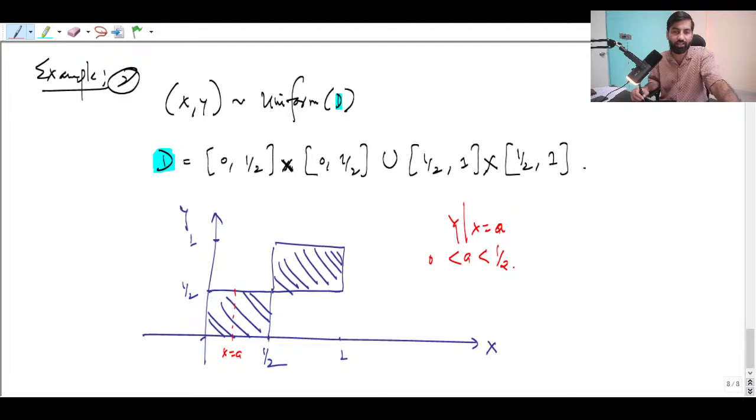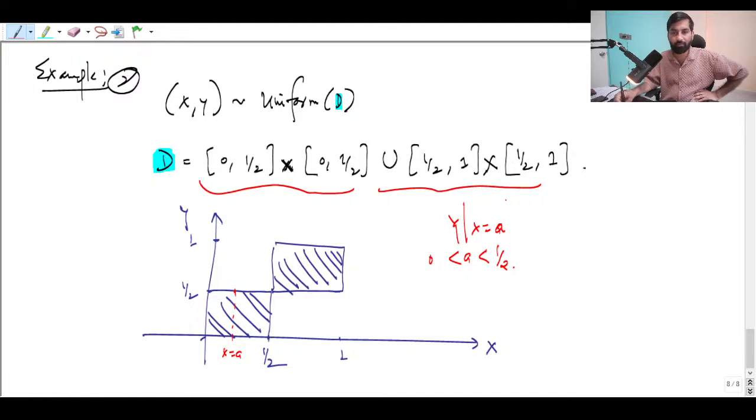Suppose X takes the value between 0 to 1 by 2. So it is going to be uniform only. Now you see, it is uniform, right? I'm looking at inside the region of support. Okay, I'm looking at region of support. So this guy is going to help you to draw the region of support, guys.